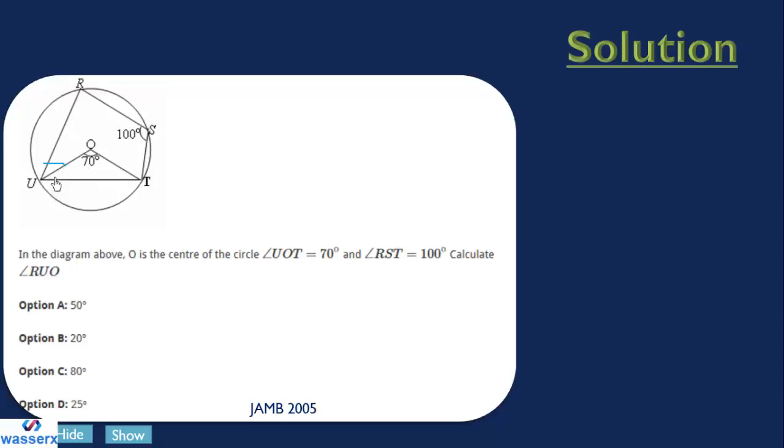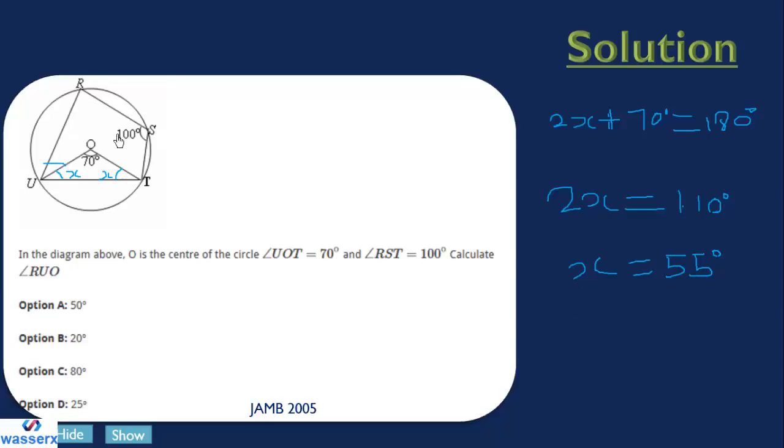Now we need to determine the base angles of this isosceles triangle. So let's call them x, and this one too is x because they are equal. So we add them and we have 2x plus 70 degrees equal 180. That is from isosceles triangle UOT. So 2x is equal to 180 minus 70, which is 110 degrees. Therefore x equals 110 divided by 2, which is equal to 55 degrees.